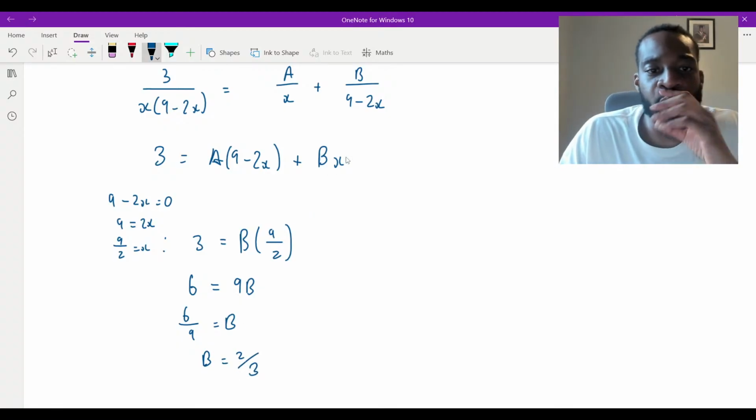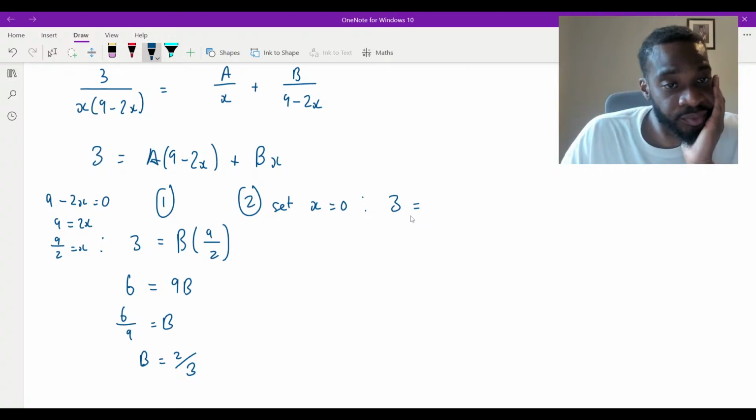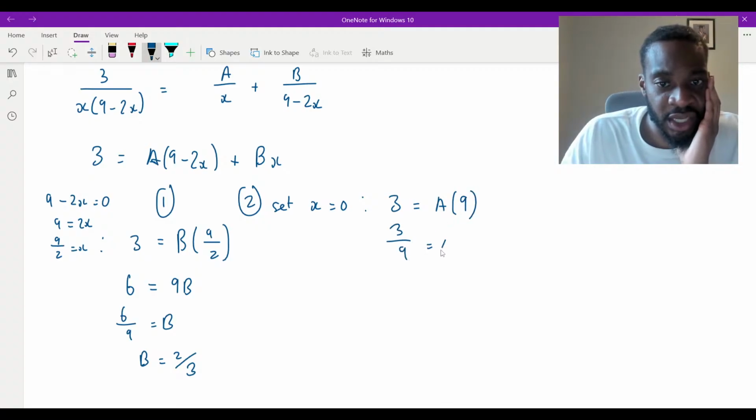And then obviously to get a, we're going to set x equal to 0, aren't we? So I'm going to set x equal to 0. That will give me 3 is equal to, b will go, it will be a times 9, wouldn't it? So therefore 3 over 9 is equal to a. So therefore a is equal to 1/3 and b is equal to 2/3, right?